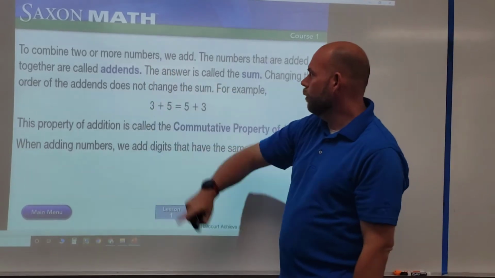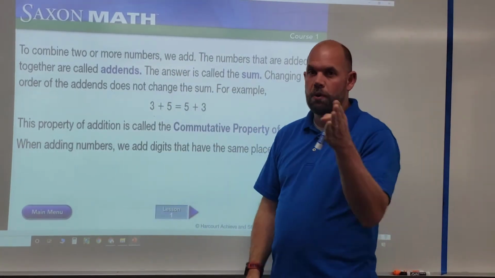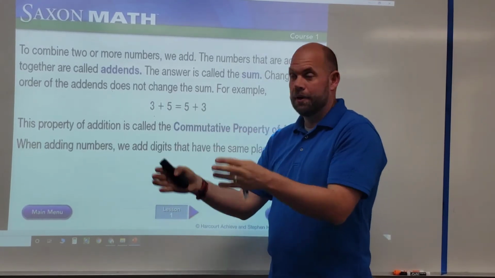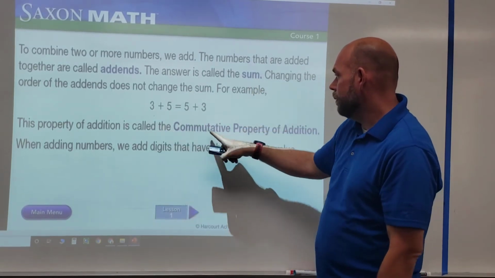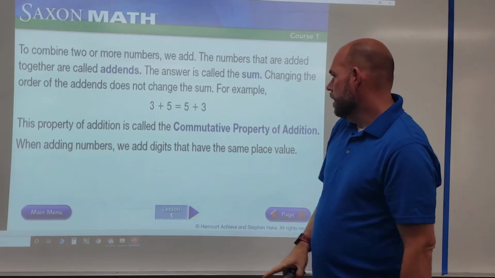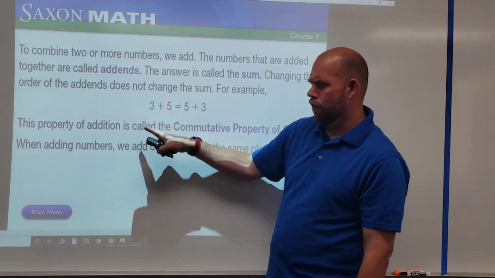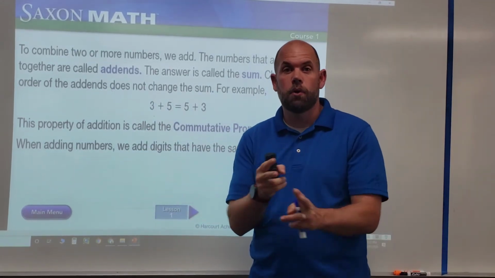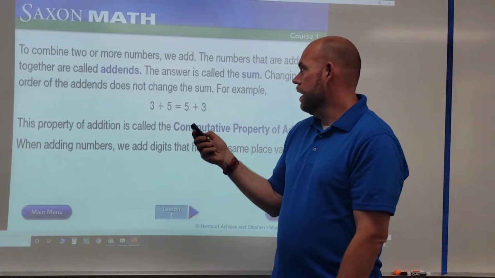So to combine two or more numbers, we add, this is just review, and that gives us addends, is what we add. And remember, the addends add up to a sum, so that's the total. The commutative property of addition simply means it doesn't matter what order you go in. And then we've got a commutative property of multiplication as well.